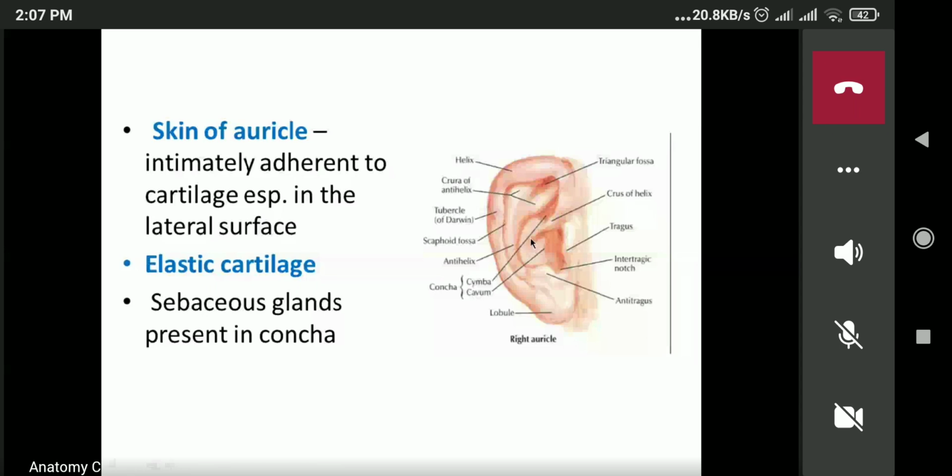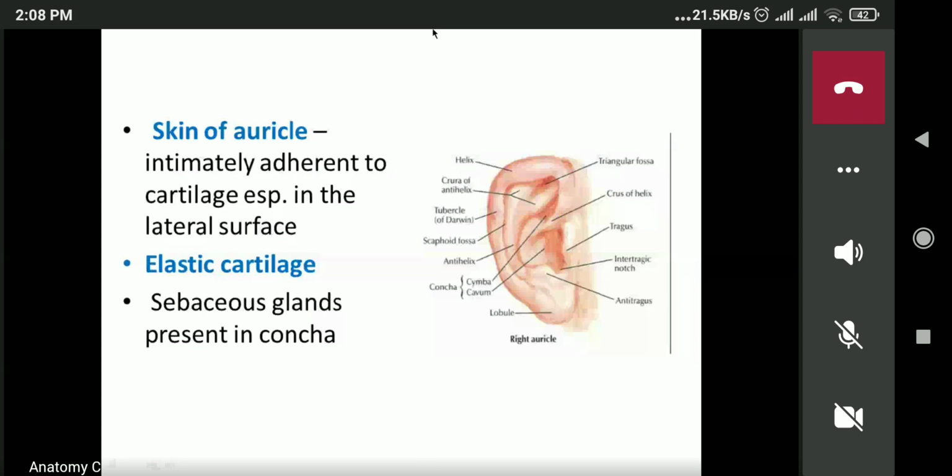Now, which type of cartilage do you find here in the auricle? Anyone? Can you hear me? Am I audible or not? Okay, then which type of cartilage is present in the auricle?